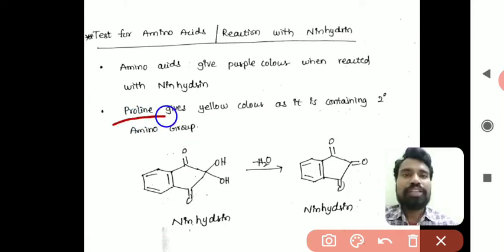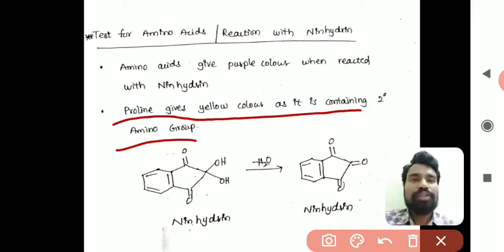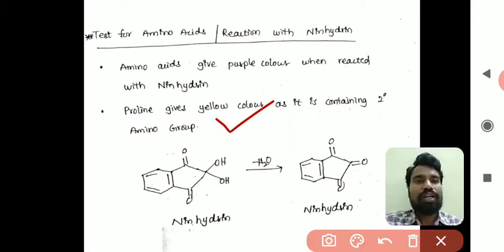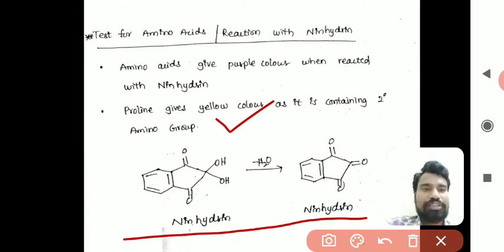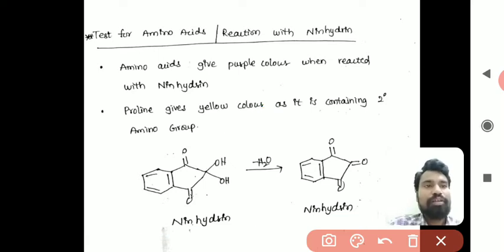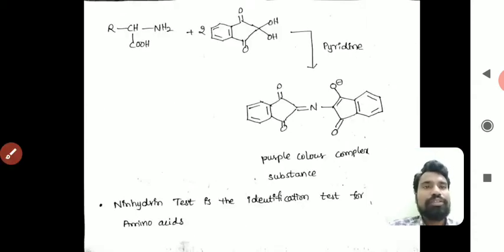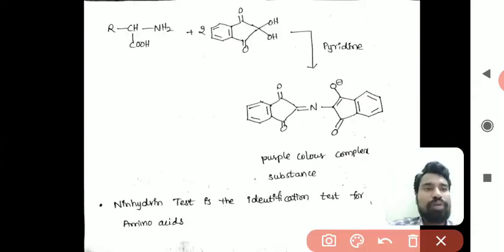And when proline is treated with ninhydrin, it forms a yellow color, because as we know the structure of proline contains a secondary amine group. So that's why proline will give a yellow color in the ninhydrin test. So all amino acids will give a purple color when treated with ninhydrin, and proline will give a yellow color. This is the structure of ninhydrin.